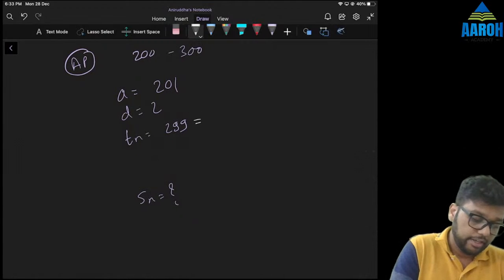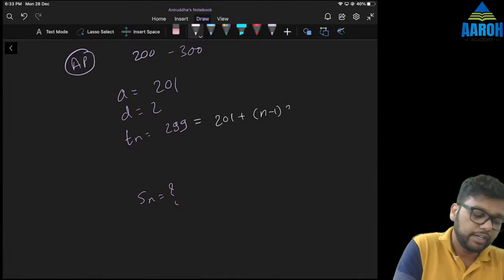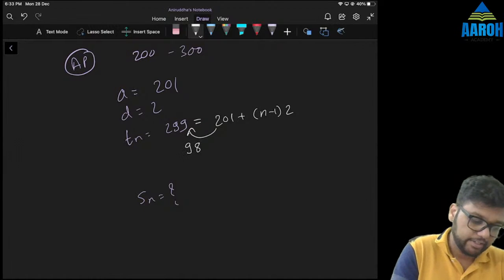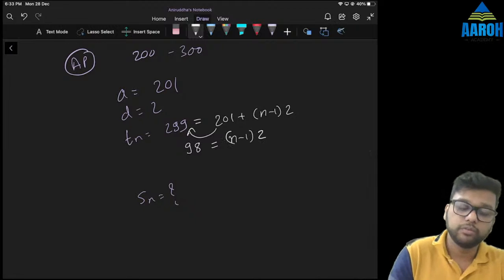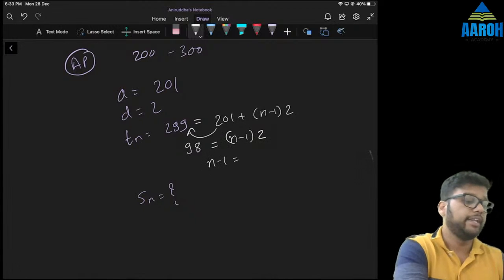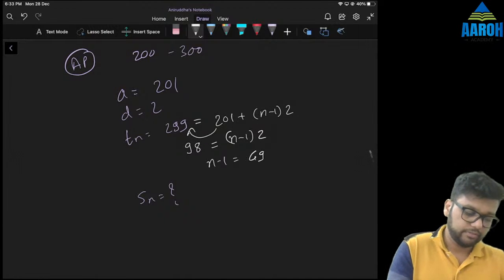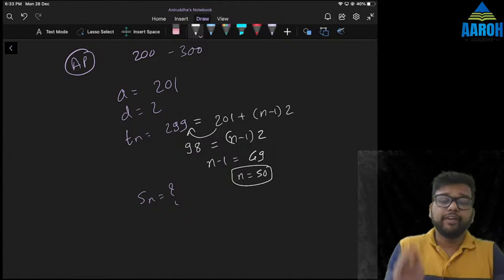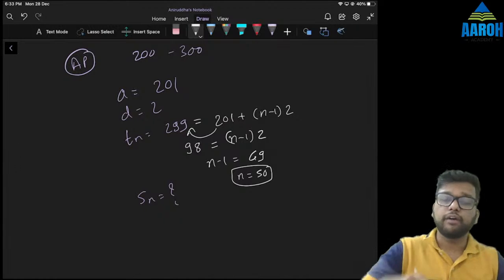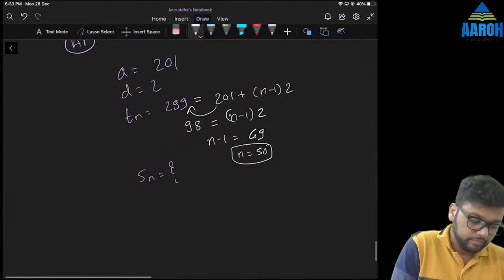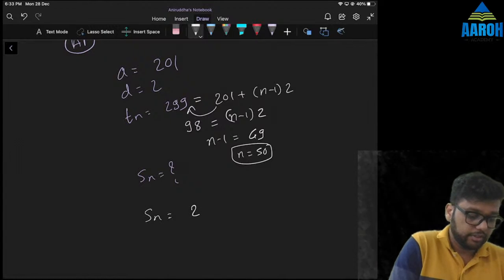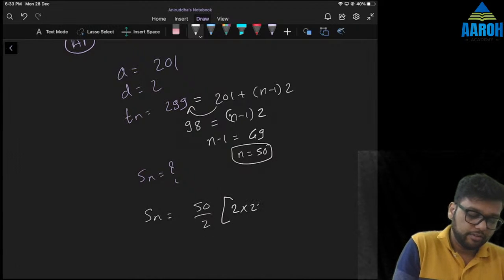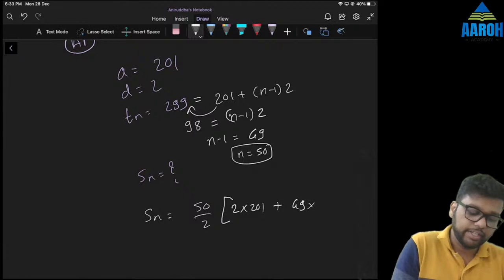Tn is what? A plus n minus 1 into d. So if we subtract, 299 minus 201 is 98, equal to n minus 1 into 2. That means n minus 1 is equal to 98 by 2, 49. That means n is 50. Or obviously between 200 and 300 there are 100 numbers, so half of them will be odd, which is 50. So now Sn will be, this is an AP, right? n by 2 into 2a plus n minus 1, which is 49, into d.